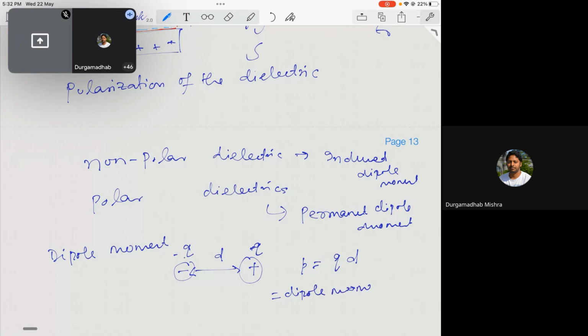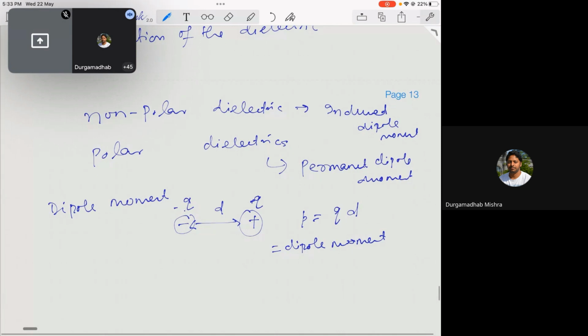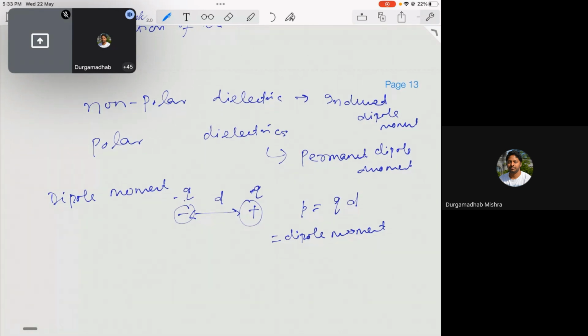Irrespective of whether it is a polar or non-polar material, you will have either an induced dipole moment or a permanent dipole moment. If you have a non-polar dielectric, the dipole will be induced along the applied electric field. If you already have a permanent dipole moment, that dipole moment will align along the electric field. This is what happens within the dielectric when you apply an external electric field.